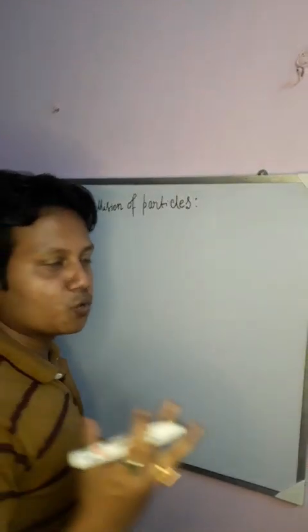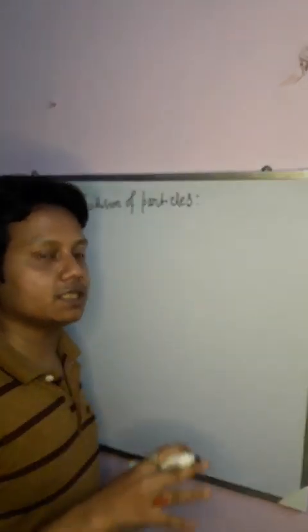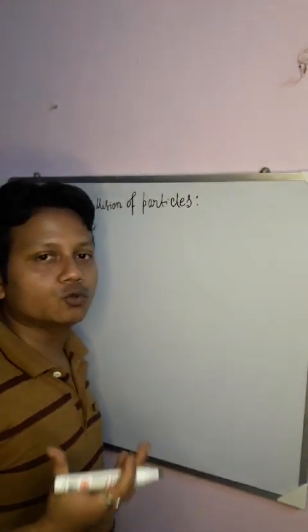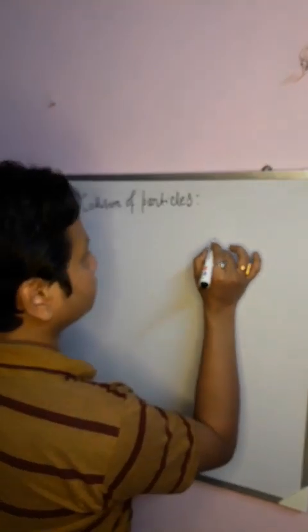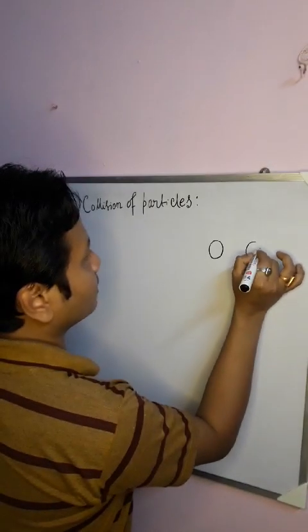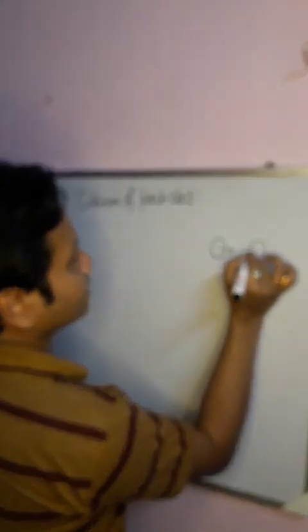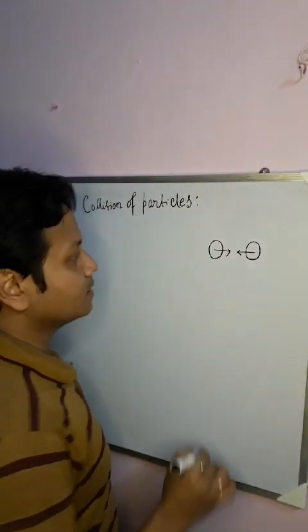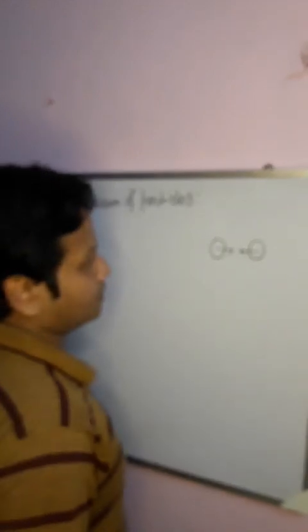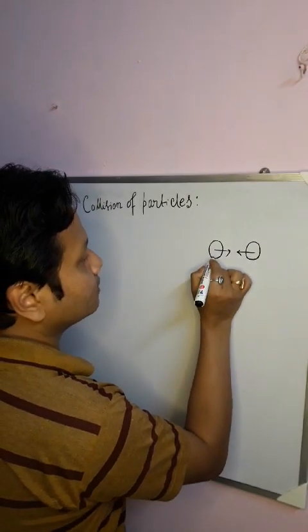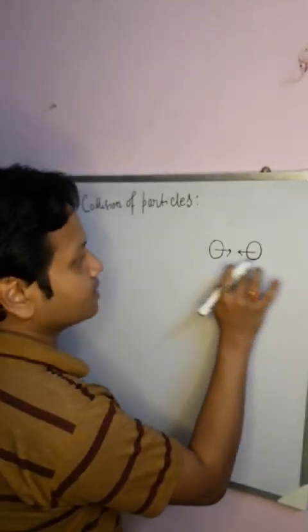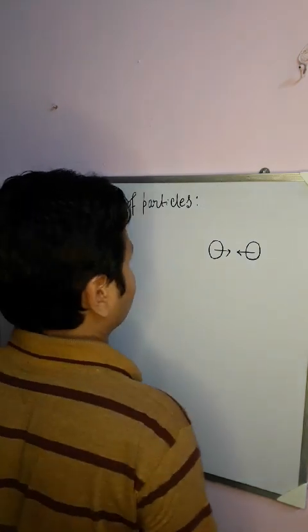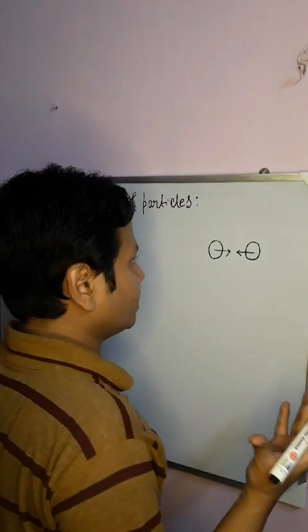A collision is an event in which two or more colliding bodies exert a force on each other, and due to this there is a change in energy and momentum. Suppose this is an object and this is an object. This moves in this direction and this moves in this direction. That means two objects are approaching each other. So when they collide, a force for a short time interval comes into play, due to which there is a change in momentum and energy.